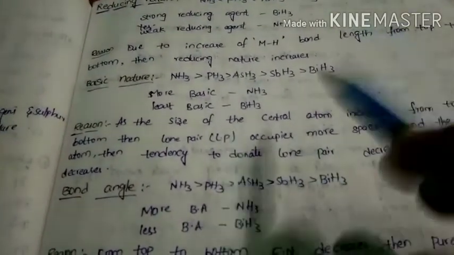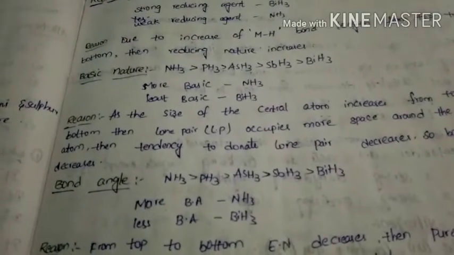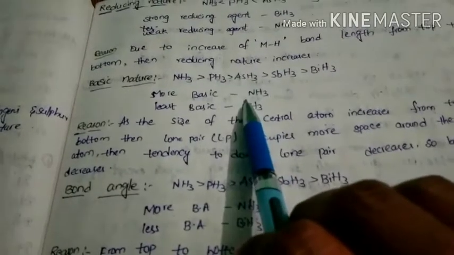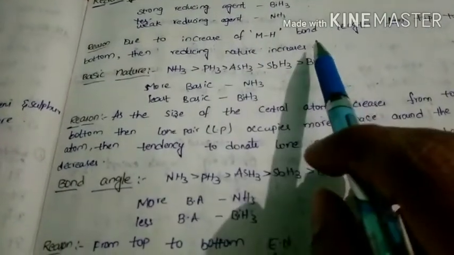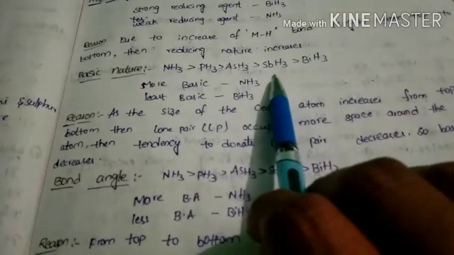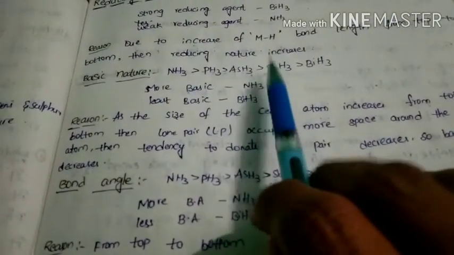Then reducing nature increases. I repeat once again, from top to bottom, atomic size increases. If atomic size increases, bond length increases. If bond length increases, bond energy decreases. If bond energy decreases, then those substances readily lose hydrogens.